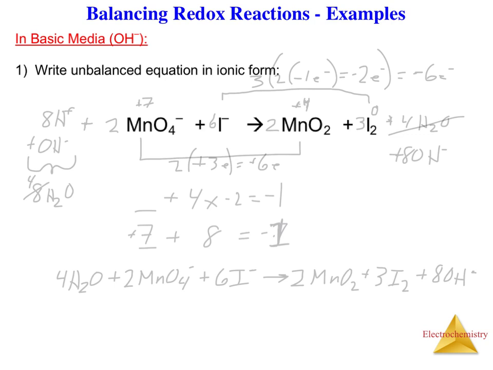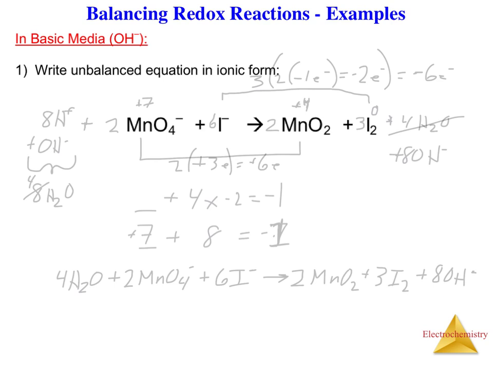So I've got 4 waters on this side in place of the 8 waters. And so now if I go back and look at it, I've got my 8 hydrogens here, I've got 8 OHs, 8 hydrogens there, I've got 4 oxygens here and another 8 oxygens here. That should give me the same number of oxygens on this side that I've got over here, where I've got 4 oxygens here and 8 oxygens over there. 2 manganese, 2 manganese, 6 iodines, 6 iodines. My equation is balanced, and it's in a basic solution.